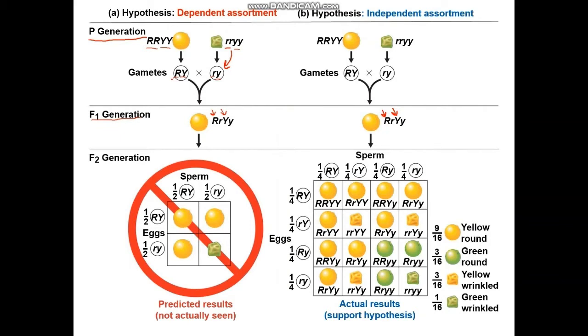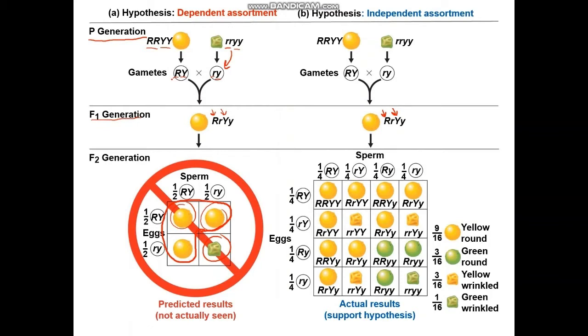If roundness and yellowness are always inherited together, we could combine those two concepts and call the trait round yellowness, right? And then you would only see round yellow peas and green wrinkled peas. So it would be just a normal 3-to-1 phenotypic ratio here. It would be no different than if we did a monohybrid cross. 3 round yellows to 1 green wrinkled. But that's not what he ended up seeing.